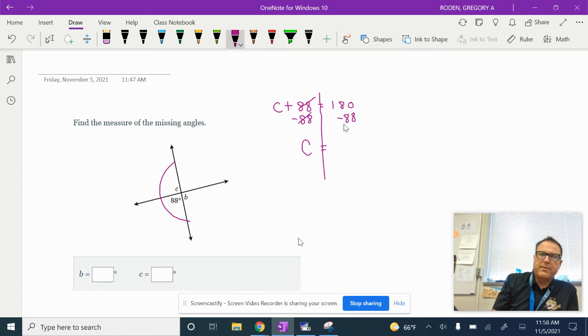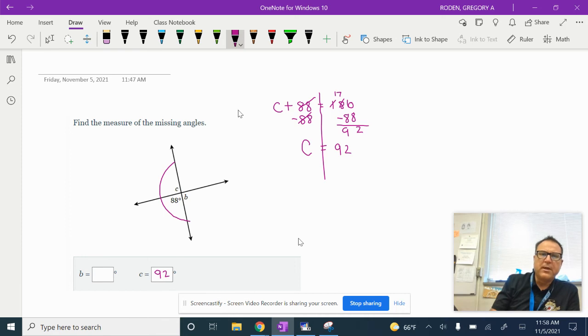Now I'm going to do a little math over here. I'm going to borrow from the 8 and make it a 7. I'm going to make that a 10. 10 minus 8 is 2. Okay, so I don't have to borrow from this. All right, so 17 minus 8 is 9. So angle C is going to be 92 degrees. Now, I went out of order a little bit, so there's 92 degrees right there.